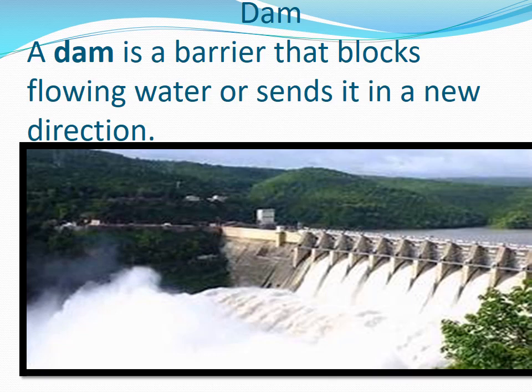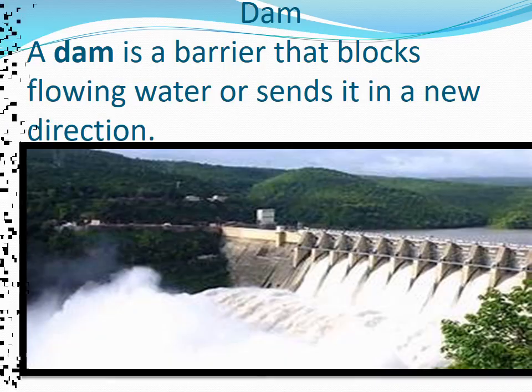Do you know what we will do with this water? We will supply this water to the area where there is less rain. There we can use this water for generating electricity, irrigating the fields, and so on. Dams are made by men. So, dams are called man-made sources of water.